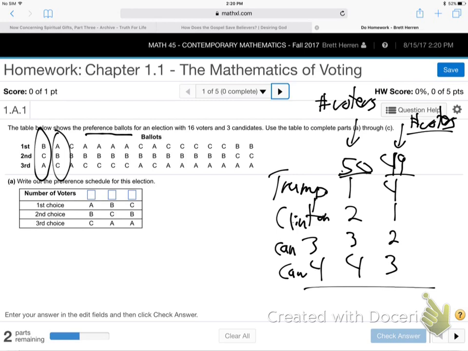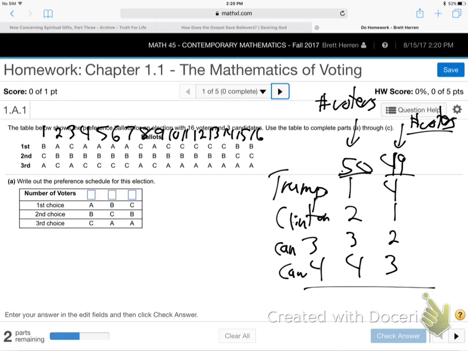So the next person, their favorite was A, followed by B, followed by C, the next person, CBA, and on you go. Those are all different voters. Is that making sense? This is voter number 1, voter number 2, voter number 3, 4, 5, how many others? 6, 7, 8, 9, 10, 11, 12, 13, 14, 15, 16? Looks like 16, that's 16 different people's votes.